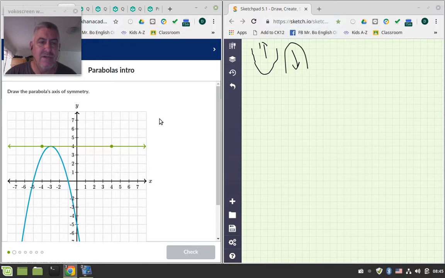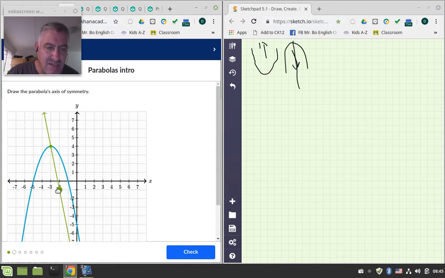Okay, so our next one is axis of symmetry. Remember, axis of symmetry is the vertical line that goes directly down the middle. So it goes through the vertex, so I can find the vertex there, and then I just have to find something in the middle there.